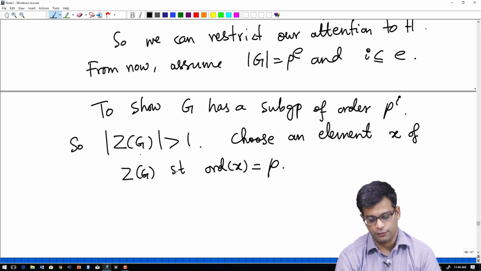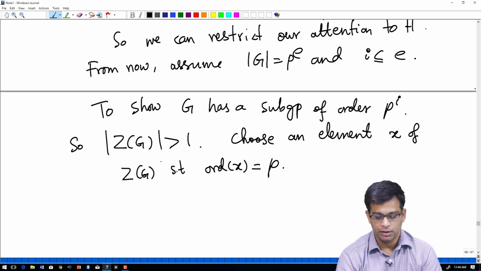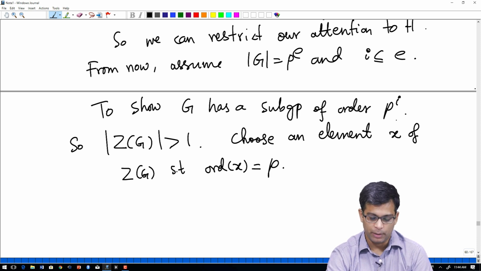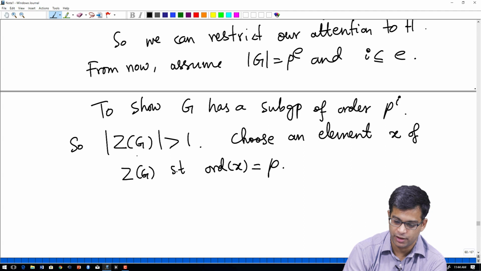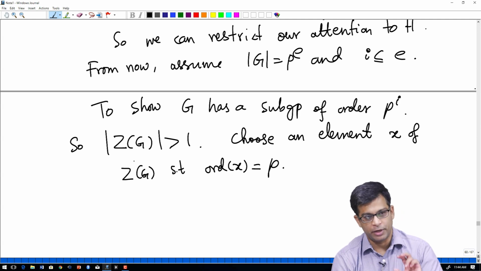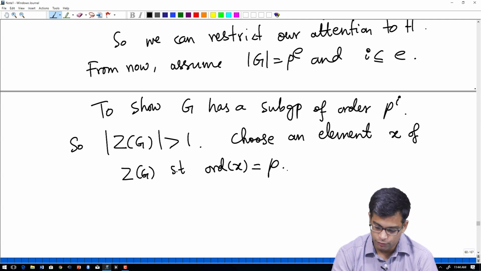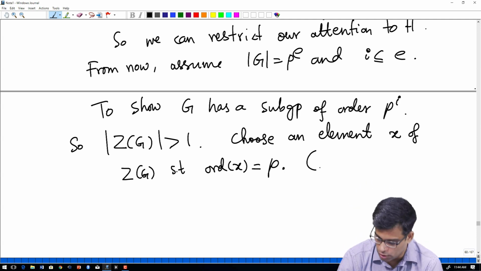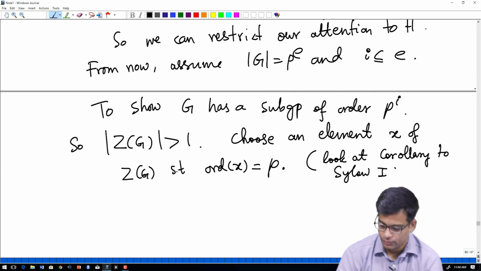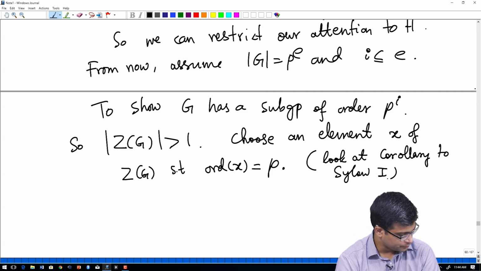Remember, there is an element of the center which is not identity. The order of the center is also a power of p. In other words, the center is also a p-group, because the order of the center divides p^e. So, an element will have order a power of p, and by taking a suitable power of it, we can assume that it has order p. Look at the corollary to Sylow 1 that we have done in that video for producing such an x.